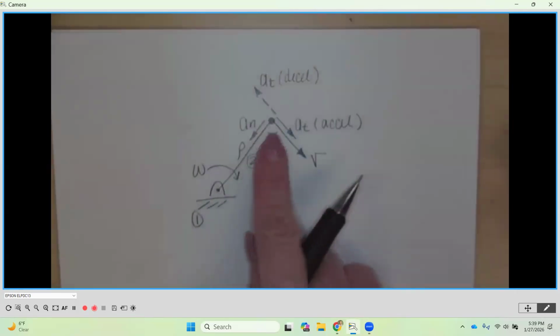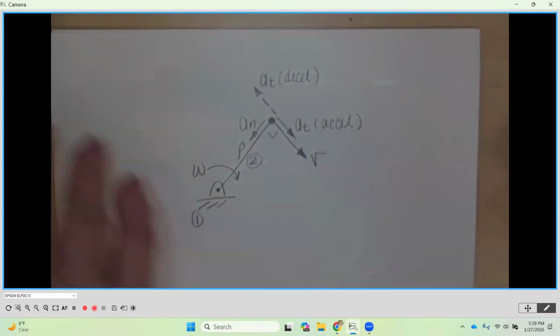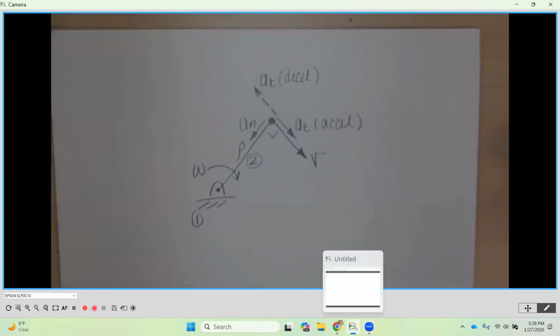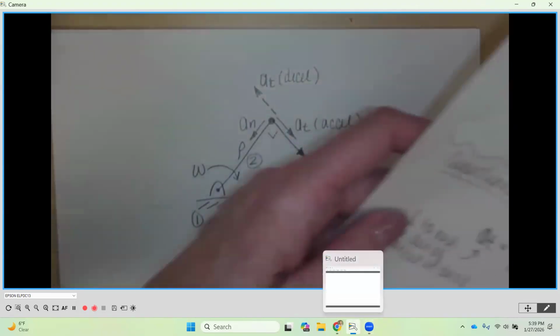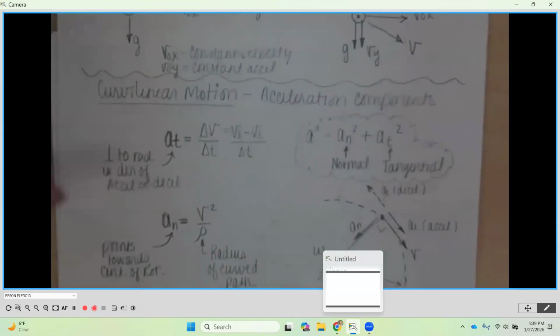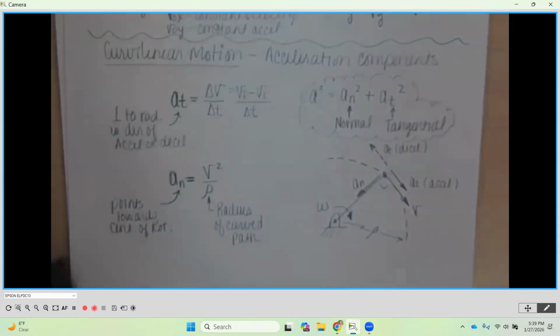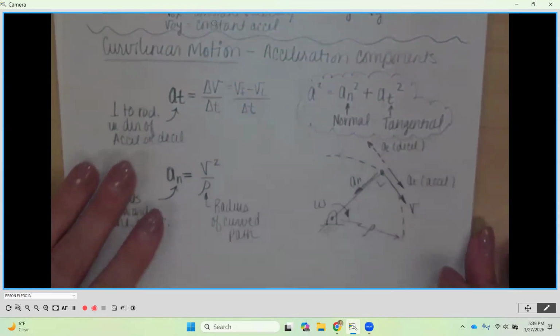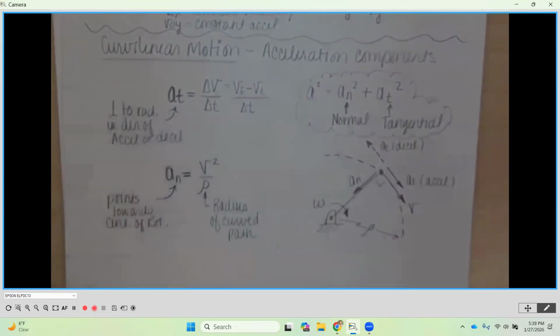Okay, so those are our components of acceleration. Now, I did add these to my equation sheet. If you want to add these to your equation sheet, totally up to you. These are going to be the equations that we're going to be using in these last two examples and finishing up this section.